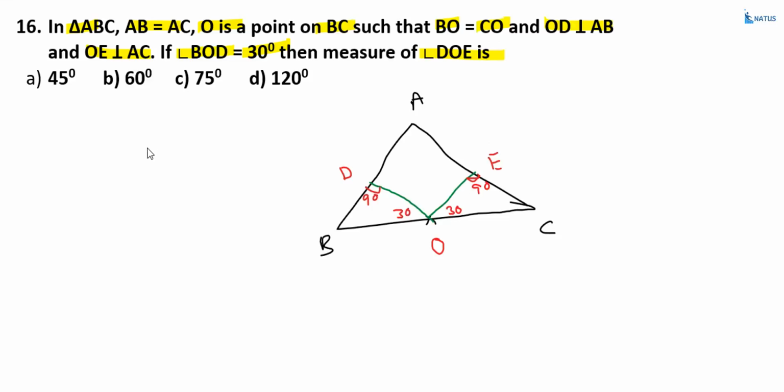And what about this angle? So let us take this as theta. So theta is equal to 180 minus 60. So that is equal to 120 degrees. Option D is the correct answer.